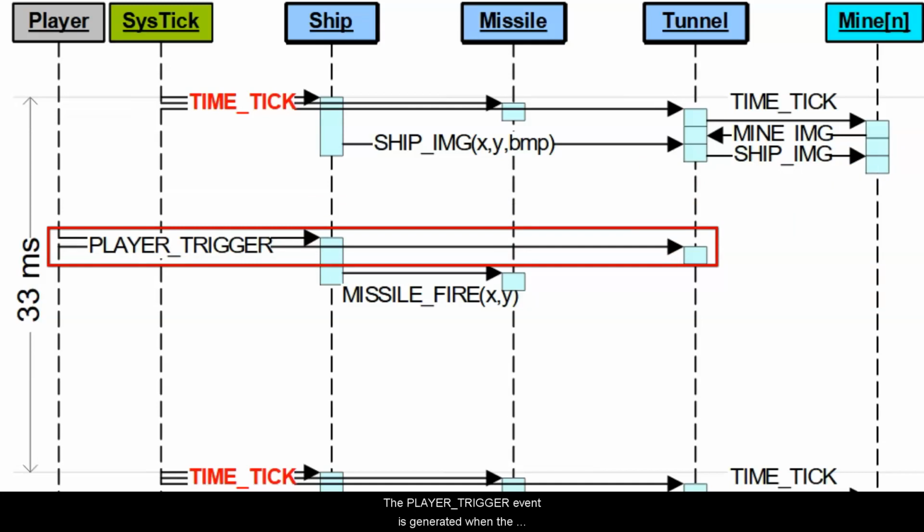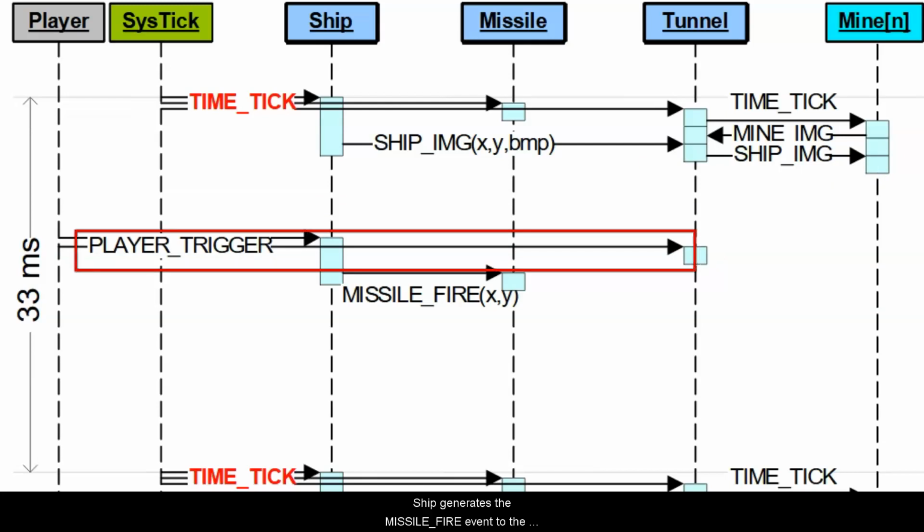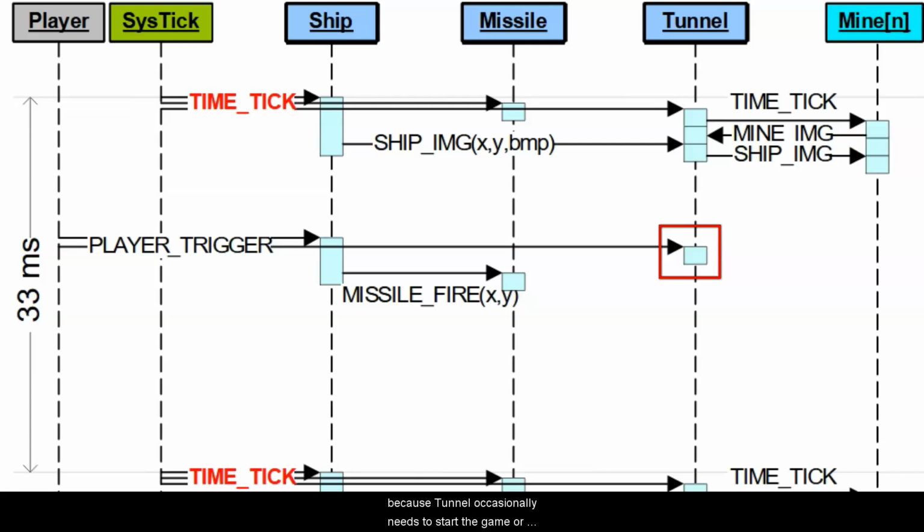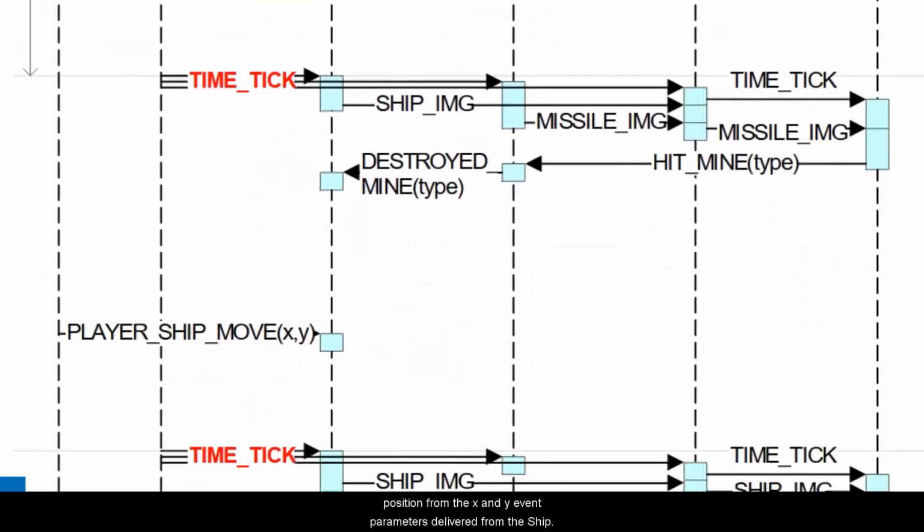The player trigger event is generated when the player presses button PB0. This event is also published and is subscribed by the ship and tunnel objects. Ship generates the missile fire event to the missile object. Tunnel subscribes to player trigger as well, because tunnel occasionally needs to start the game or terminate the screensaver mode based on this stimulus. Missile reacts to the missile fire event by starting to fly, whereas it sets its initial positions from the x and y event parameters delivered from the ship.